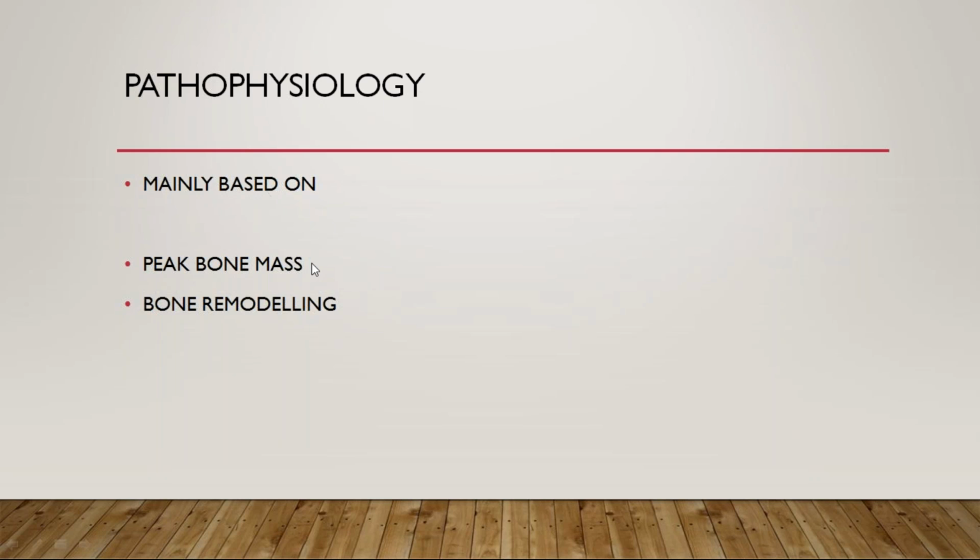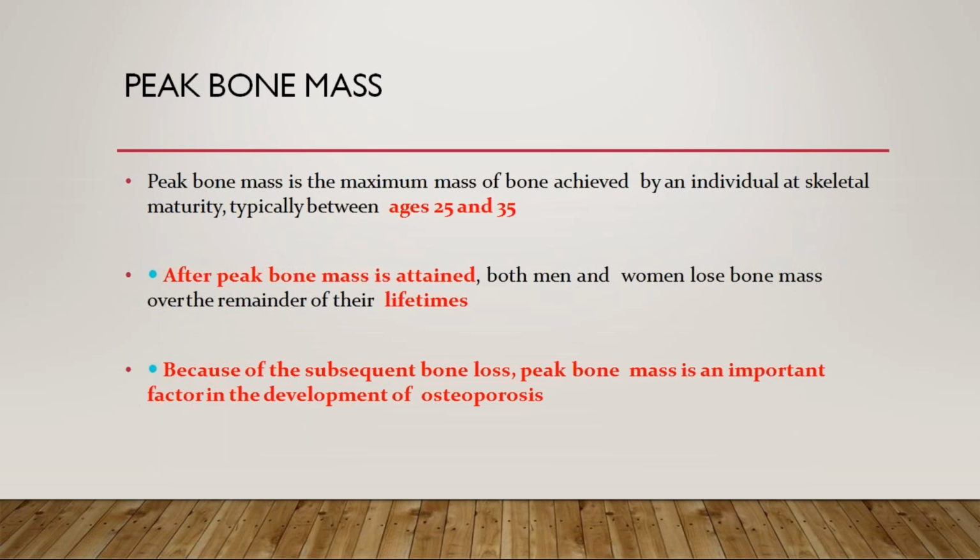Pathophysiology is mainly based on peak bone mass and bone remodeling. Peak bone mass means the maximum mass of bone achieved by an individual. That is at the age of 25 to 35 years. This is the age at which the peak bone mass will be maximum.